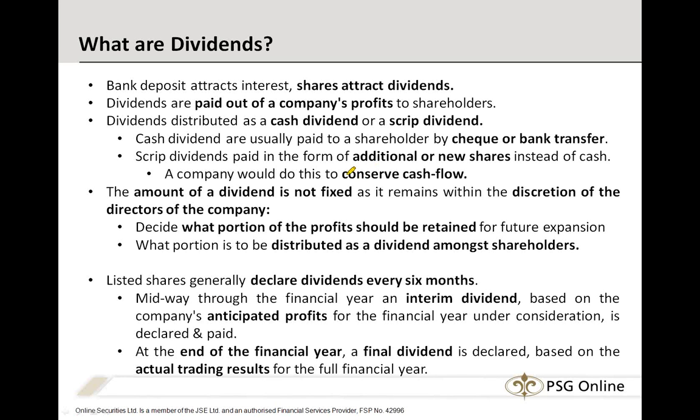But saying that, dividends are declared every 6 months. Obviously, the first period is what they call the interim dividend. This is where we anticipate the profits for the year, and we pay out a certain amount. And in the final dividend, this is where we actually base it on actual results. So those are the two dividends you get: the interim and the final dividend. Combined together is what they call the total dividend.